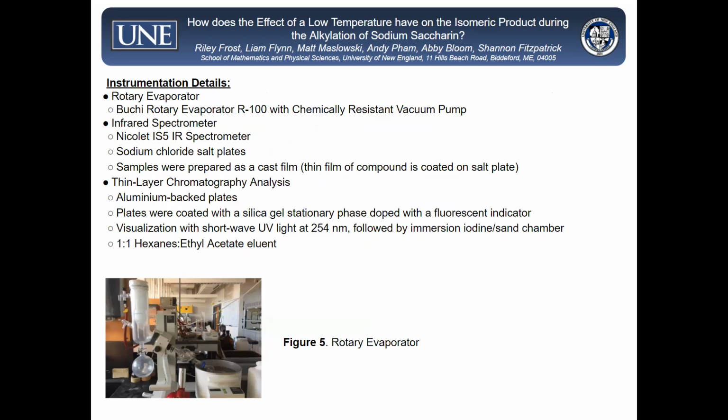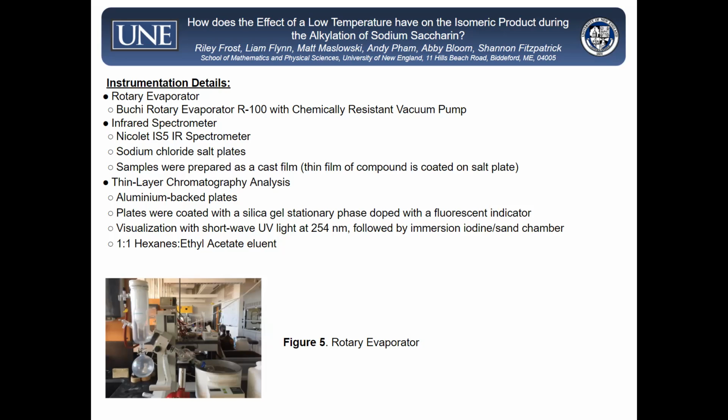Some extra instrumentation details. The rotary evaporator that we used was a Buchi rotary evaporator R100 with chemically resistant vacuum pump. The infrared spectrometer we used was the Nicolet iS5 IR spectrometer. We used sodium chloride salt plates, and the samples were prepared as a cast film, which is a thin film of compound that's coated on the salt plate.